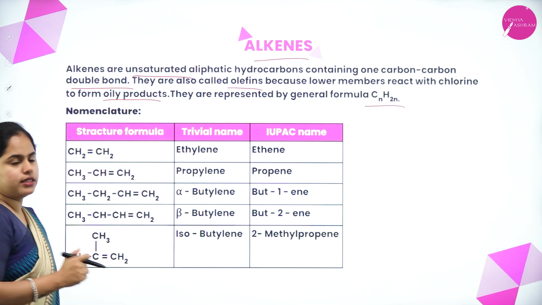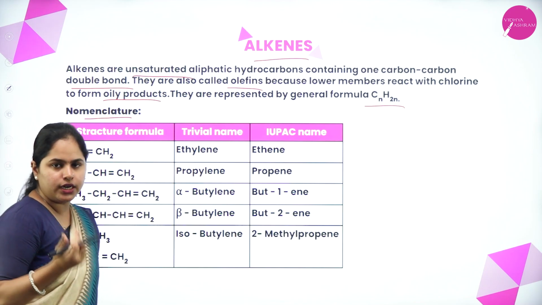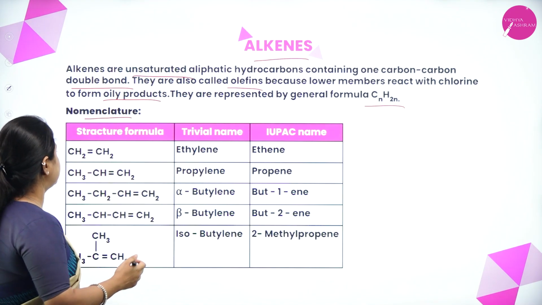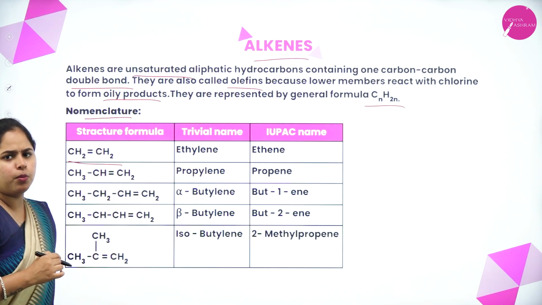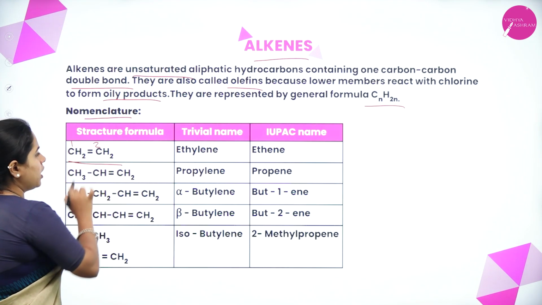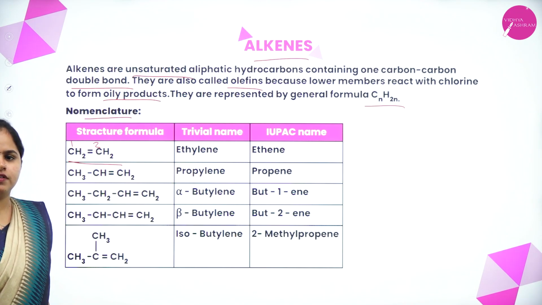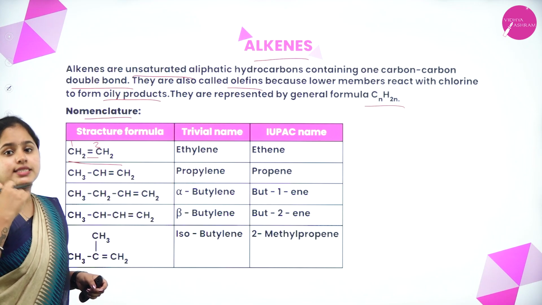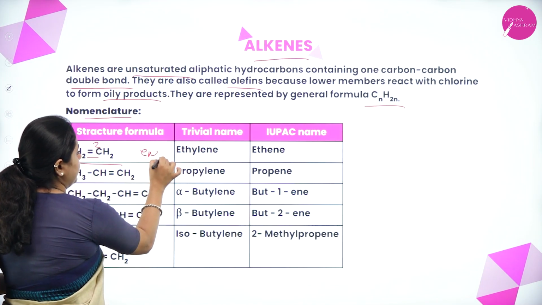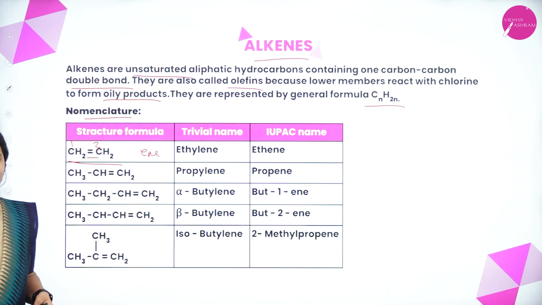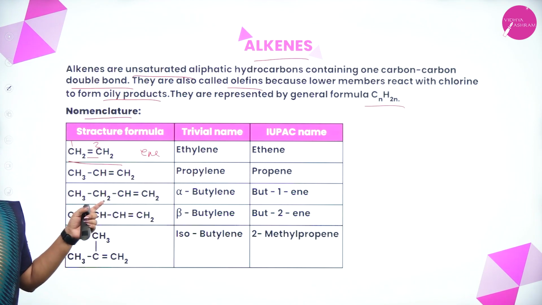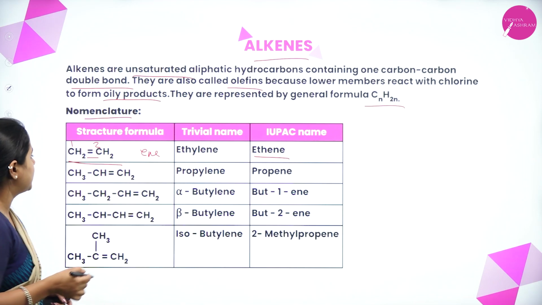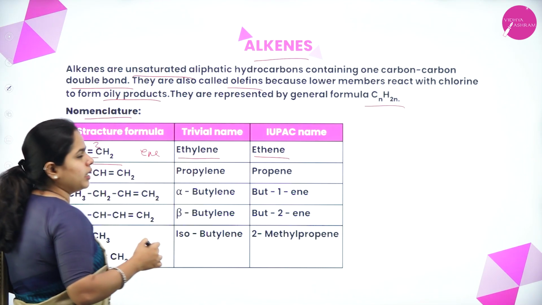Now let's learn the nomenclature. Already we have studied this in the organic chemistry chapter as well as in alkanes, right? So let's see. CH2=CH2. As you can see, how many carbon atoms are here? 2. So the root word will be eth, and as it is a double bond, the suffix will be ene. In the case of alkane, it is ane. Here it is ene. So what will be the IUPAC name? It is ethene, and the trivial or common name is ethylene.